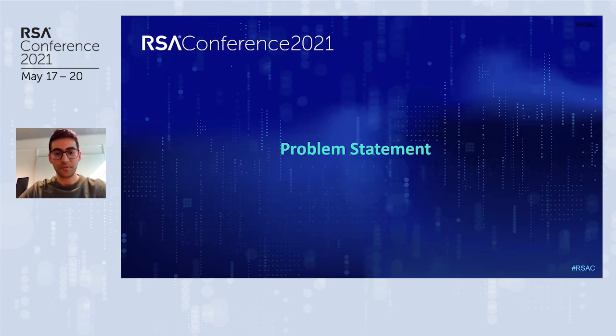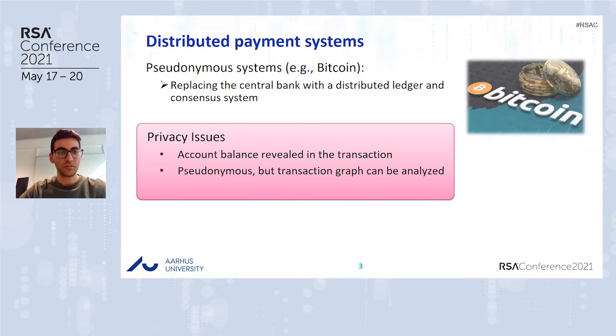Let's start with a problem statement. In the first generation of distributed payment systems, such as Bitcoin, we can say that we have a bank that is replaced with a distributed ledger and a consensus system. These systems provide pseudonymity, but the issue with these systems is that the account balance is actually revealed in the transaction. And although they have pseudonymity, it's easy to analyze the transaction graph of the users and learn some information about their identity.